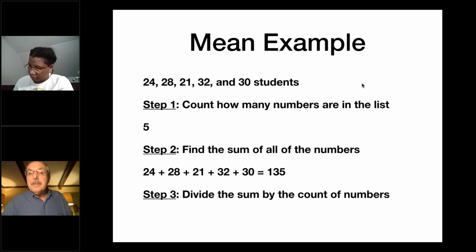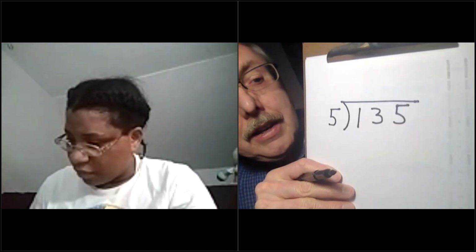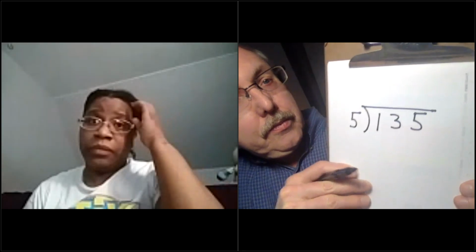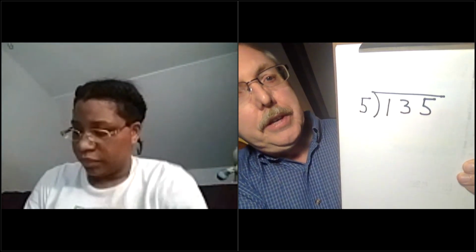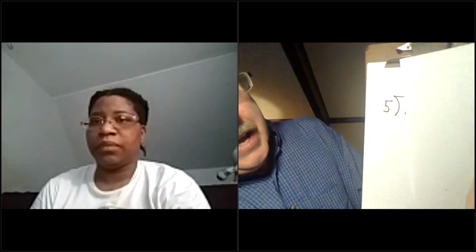Okay, so now we've got 5 into 135, or 135 divided by 5. Sometimes a good way to do division is to either do it on graph paper, so you keep things lined up, or to put a piece of paper next to it. Yeah, let me do that here.